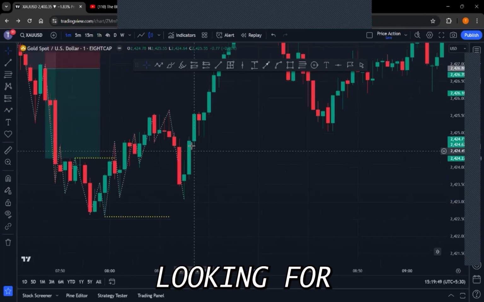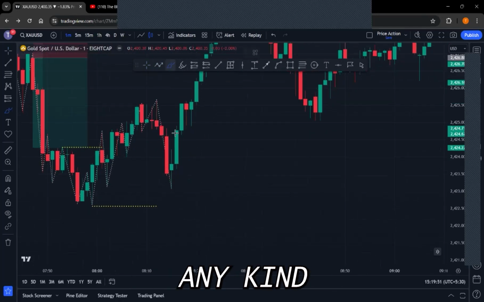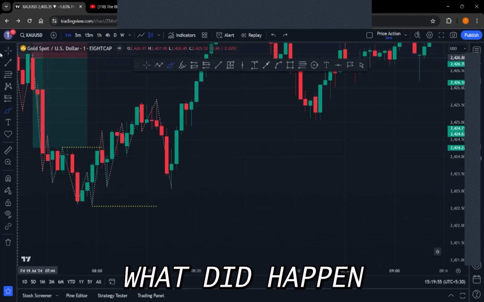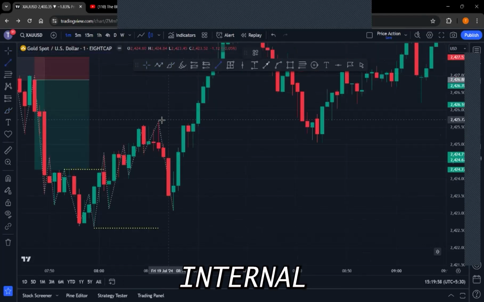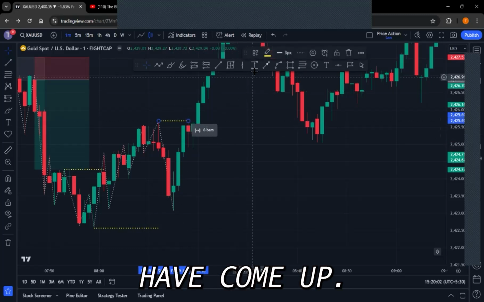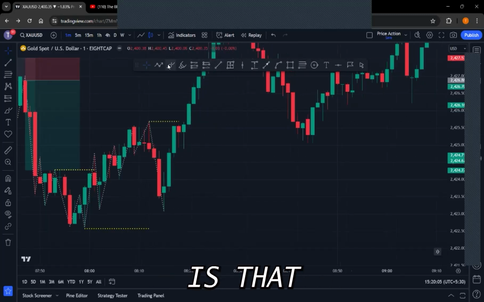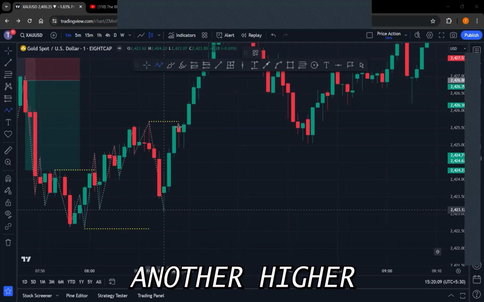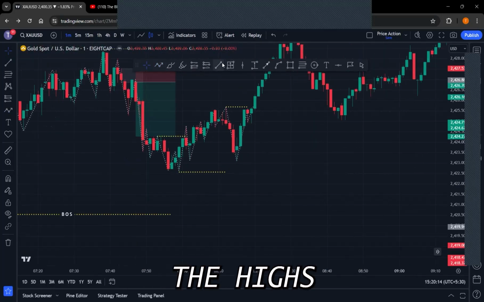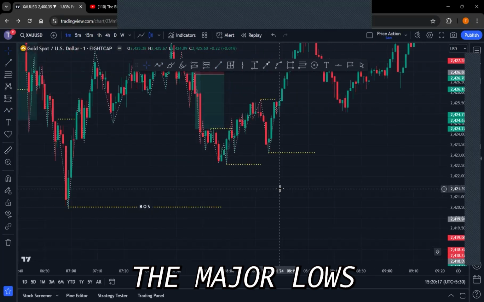Rather, what I'll be looking for is that if the price gives me any kind of lower high or lower low, even from here I will be entering the trade towards the upside. But what did happen from here? After creating internal resistance, because the price took out another inducement at this level, this is the major resistance that you have to mark. And what is happening from here is that the price is actually creating another higher high and higher low. That means what? If you look over here, the price is sustaining the highs. Okay, the price is sustaining the major lows at a higher level.